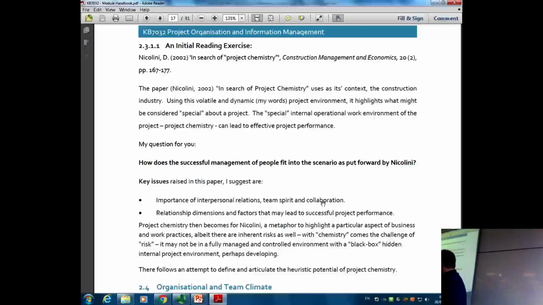Project chemistry in his definition is the metaphor to highlight a particular aspect of business and work practices, about the inherent risk as well. With chemistry comes the challenge of risk. It may not be a fully managed, controlled environment, with a black box hidden inside the project environment, perhaps developing. Well, what do you think the black box could be? If you are the manager, what could be the danger? What is a black box here? Or what do you think the project chemistry is?